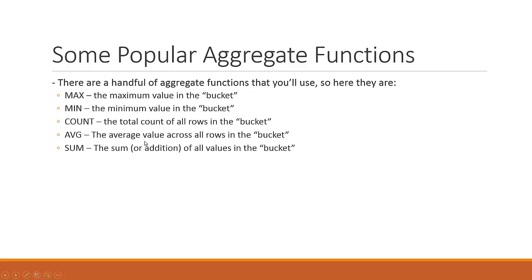And the sum is the addition of all the values in the bucket. So the keyword here is that max, min, average, and sum all refer to values. See: sum, value; average, value; min, value; max, value. Count does not make reference to a value, it makes reference to the rows inside of the bucket. Again, this will become clear when we look at the examples.